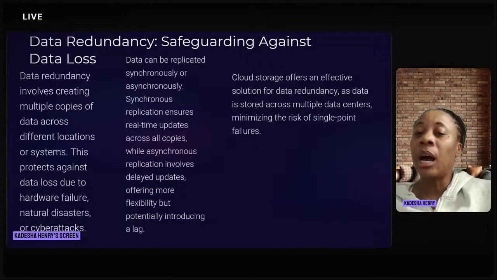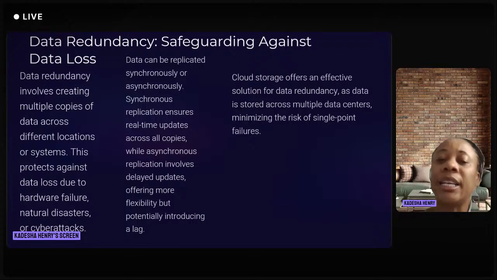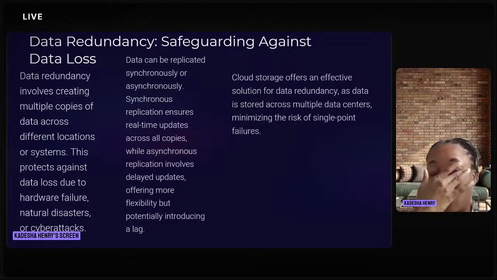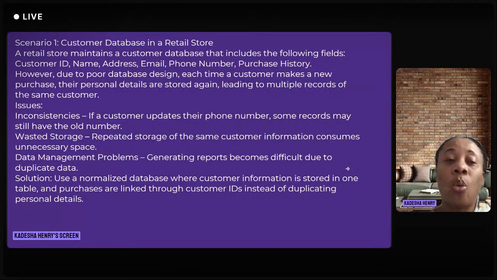Data is stored across multiple data centers. And what this does is minimize the risk of a single point of failure. A single point of failure is when you have all the data in just one place and one area of the network, and it's not backed up anywhere. If there is a single point of failure, the whole business is going to go down, and everybody is just going to be sitting down wondering what they are going to do. Okay, so we don't want that.